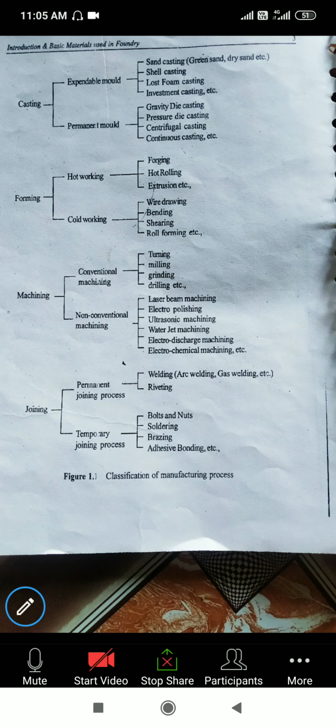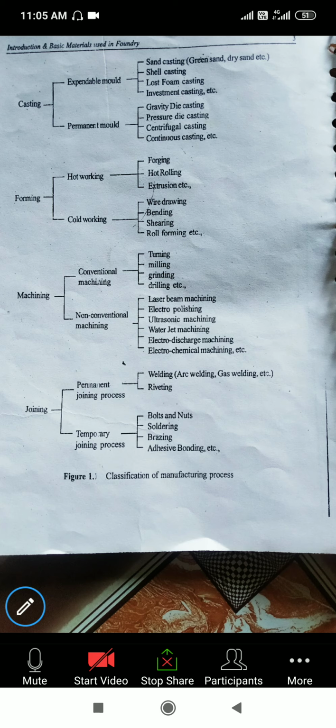So, good morning, students. Today we'll see some of the classification of the manufacturing process. The manufacturing process is mainly classified in four categories. First one is casting, second is forming, third is machining, and fourth is joining. In the casting there are two types.